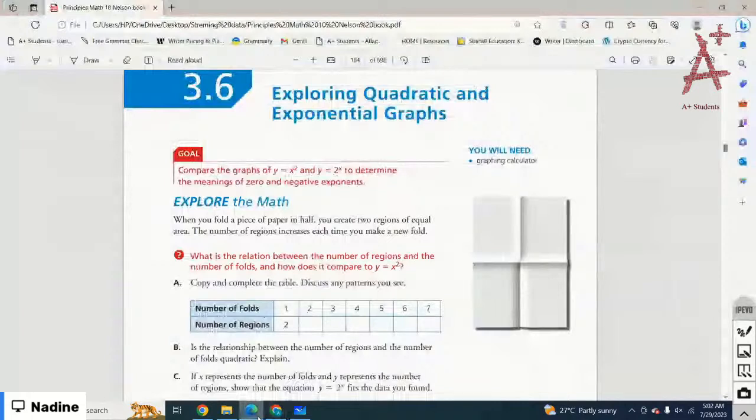We are here for grade 10 math. So we're working on chapter 3, that is quadratic relations. We're going to start with the lesson exploring quadratic and exponential graphs. So let's just start with the lesson.